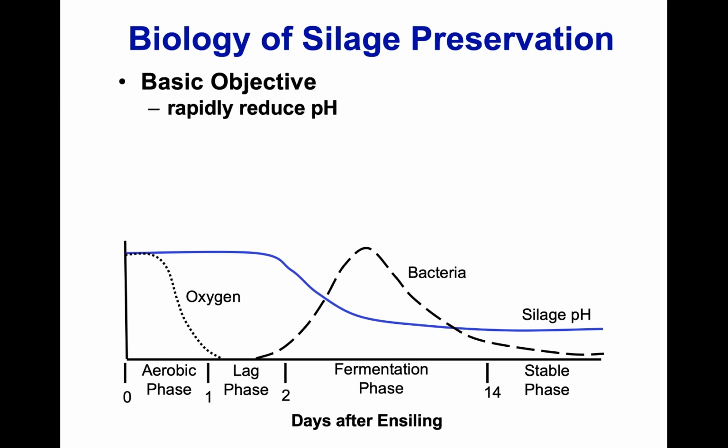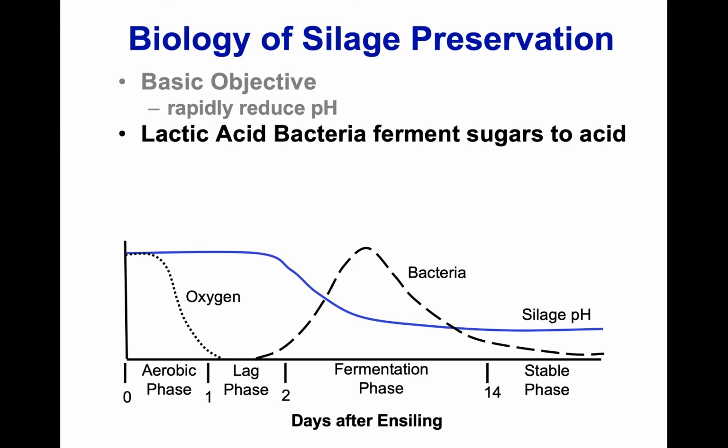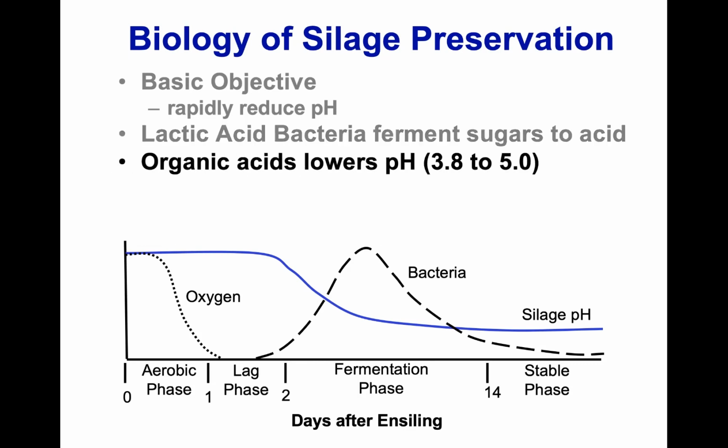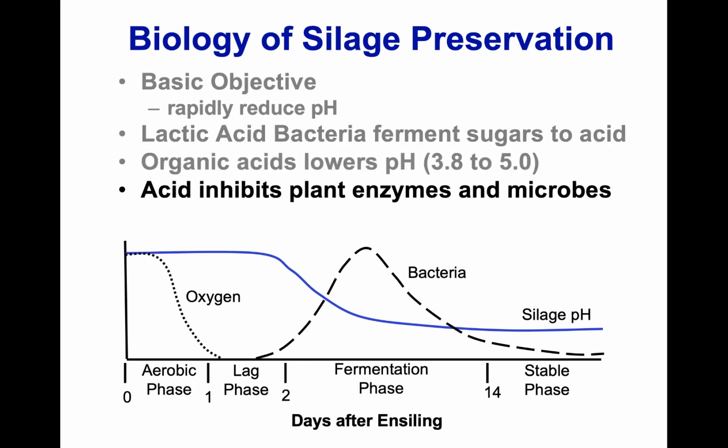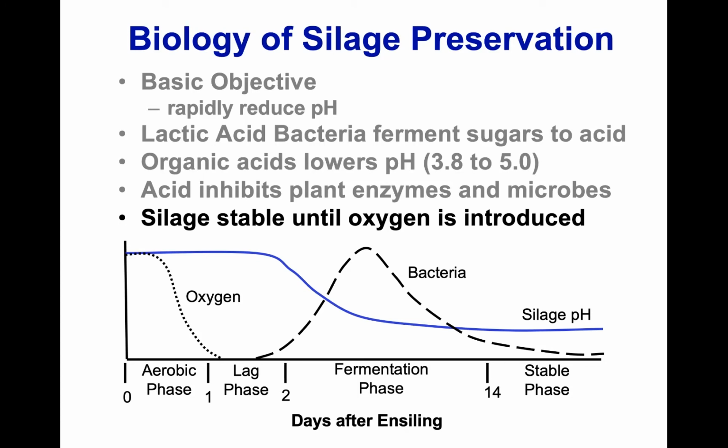And basically what's happening is that we're trying to reduce the pH rapidly when we make silage. So we're not preserving it by getting rid of the moisture, but we're preserving it by rapidly reducing pH. And what happens in the ensiling process is that lactic acid bacteria ferment sugars and carbohydrates to acid. And that causes a reduction in the pH. And that acid inhibits plant enzymes and microbes. And silage is essentially stable until we introduce oxygen back into that system.